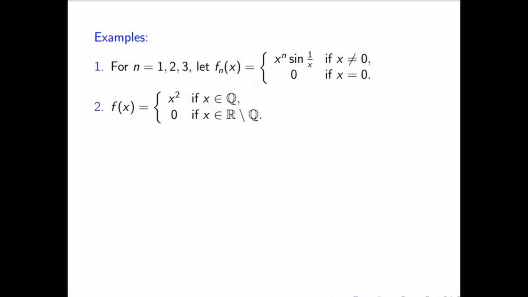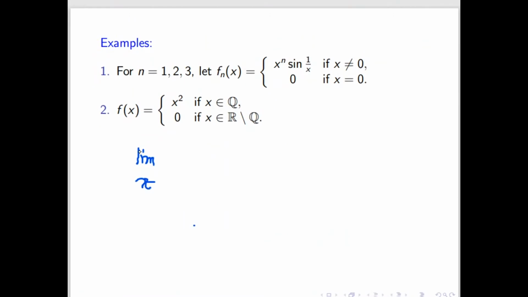Differentiability means we have to check that limit as x goes to 0 of f of x minus f of 0 divided by x minus 0. Does this exist or not? If it exists, then we will say that the function is differentiable at 0. So how do we check whether this limit exists or not?